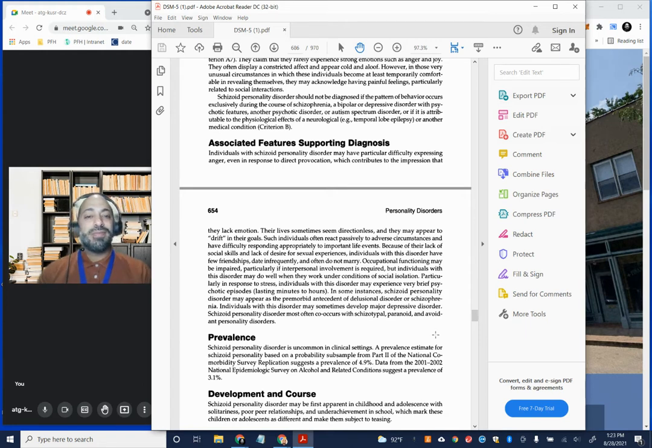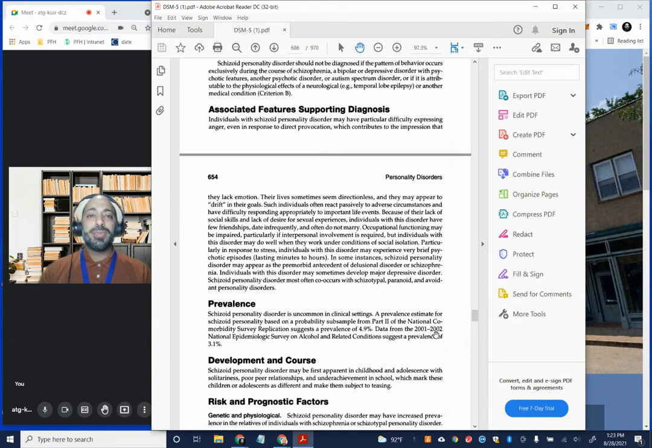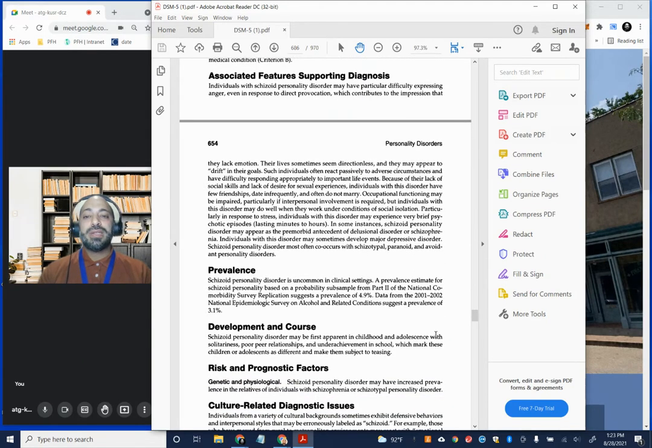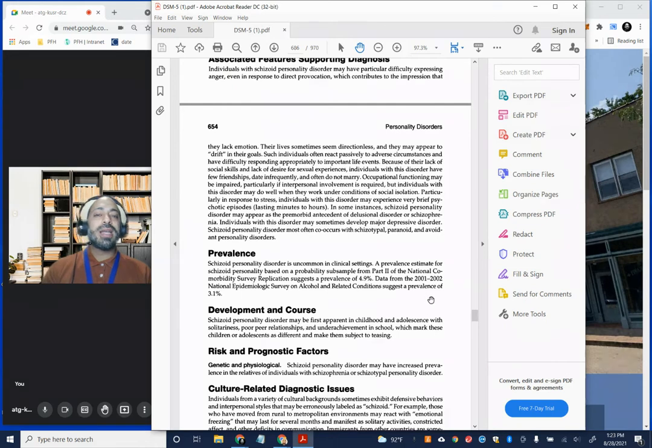So, what's the prevalence for this disorder? Schizoid personality disorder is uncommon in clinical settings. A prevalence estimated for schizoid personality based on a probability subsample from Part 2 of the National Comorbidity Survey replication suggests a prevalence of 4.9%. This is from 2001, 2002 data.